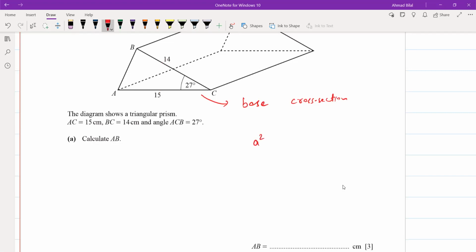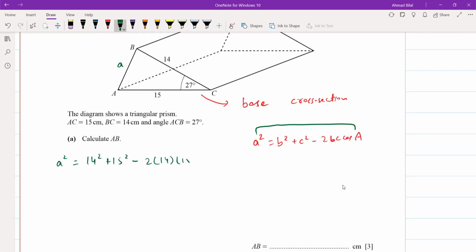Cos rule लगता है यहाँ पे, that's a square equals b square plus c square minus 2bc cos of A, just remember, जो angle होता है यहाँ पे उसके opposite side जो होती है वो left पे आ रही होती है. तो AB की opposite angle, that's 27. We say a square is equal to 14 square plus 15 square minus 2 into 14 into 15 into cos of 27 degrees. यहाँ से आपके पास a की वैल्यू आ जाएगी.